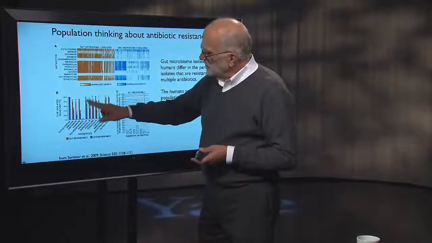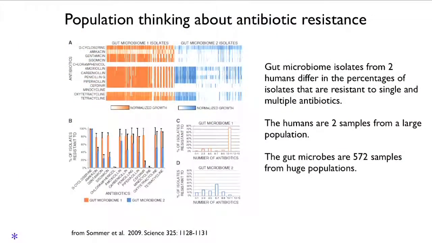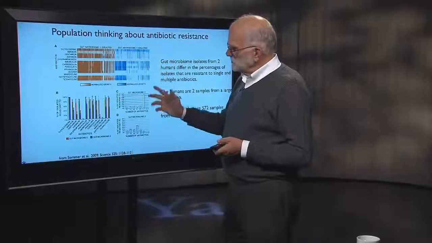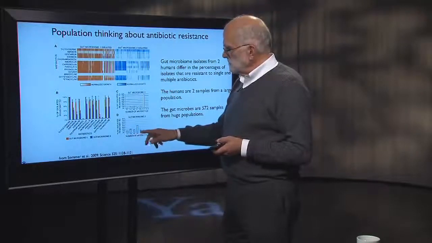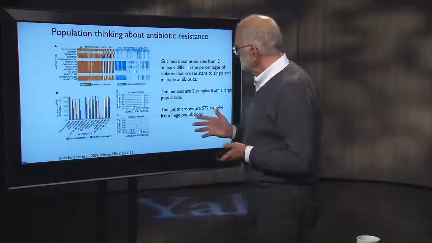This can be broken down into the percent of isolates that are resistant to each antibiotic, and you can see that there's a fair amount of variation. The orange individual has quite a bit more, but there's very little resistance here to chloramphenicol, but there's quite a bit of resistance to things like penicillin and so forth. You can also see the number of antibiotics to which a particular isolate is resistant was quite high in this individual. The average was about 10, and in this individual it was about 6 or 7.